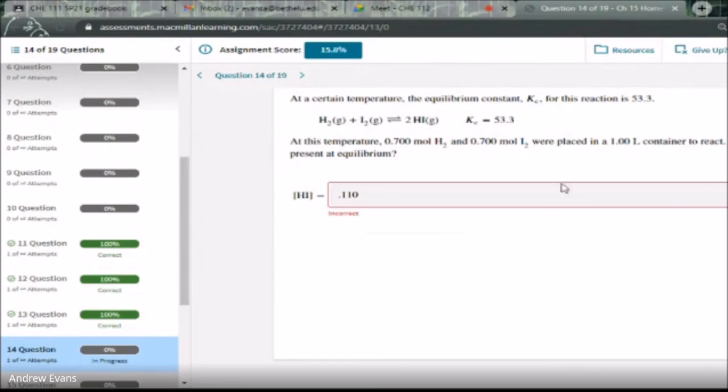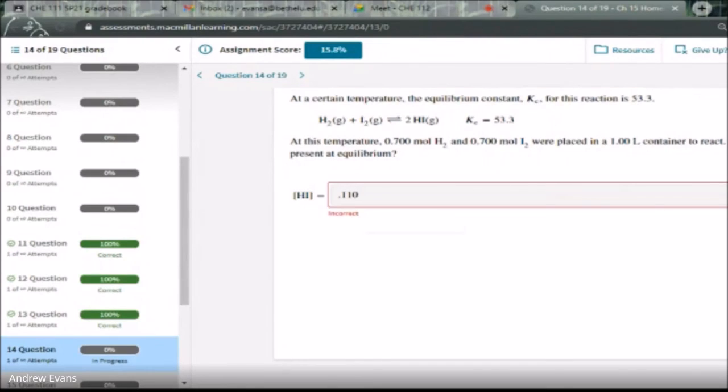Okay, let's figure this out. Square root of 53.3 is 7.3. Then 5.11 divided by 9.3.